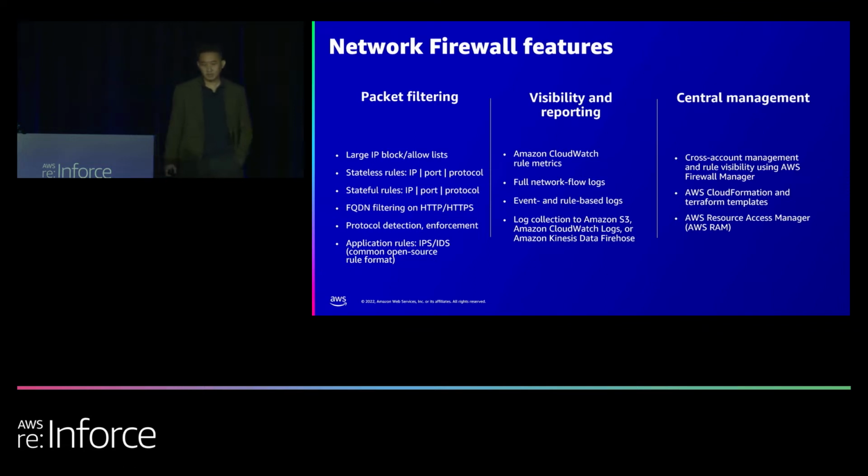You could view the activities in real time through CloudWatch, where you can see the total volume of traffic that's running through your network firewall, and see how much has been accepted or dropped as well. You get full network flow log visibility through the firewall, or you can also collect alerts in real time based on the rules that you establish. You can send the logs to either S3, to CloudWatch logs, or to Kinesis Firehose for real-time analysis.